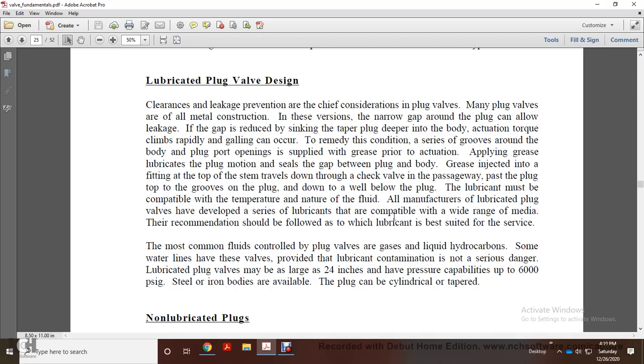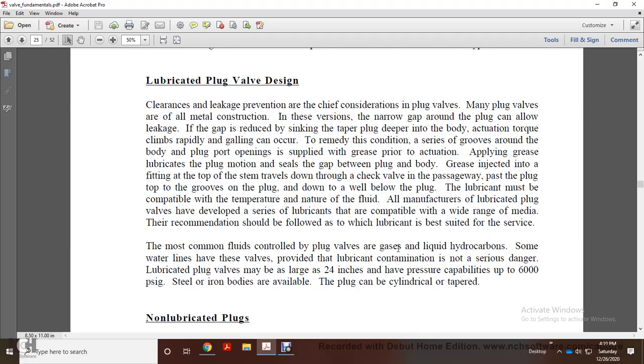Grease is injected into the fitting at the top of the stem, travels down through the check valve passageway, past the plug top, through the groove of the plug, and down to the well below the plug. The lubricant must be compatible with the temperature and the nature of the fluid. All manufacturers of lubricated plug valves have developed lubricants compatible with a wide range of media. Recommendations should be followed as to which lubricant is best suited for the service.